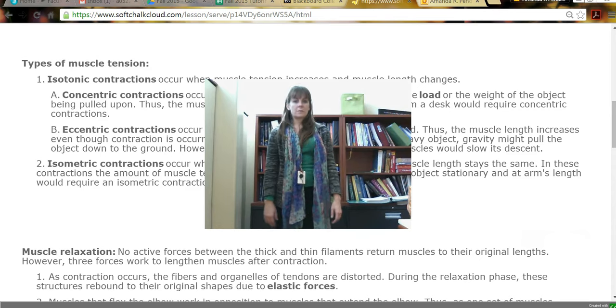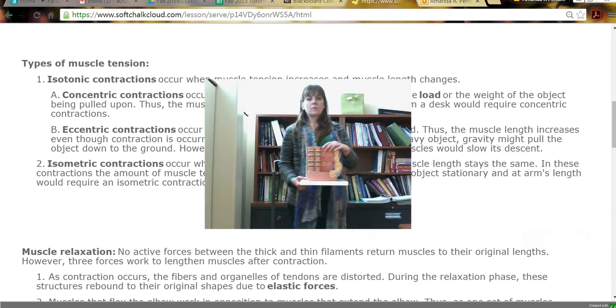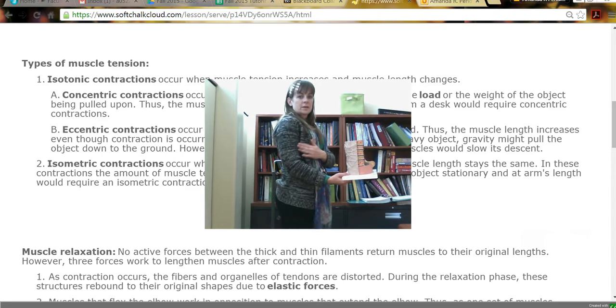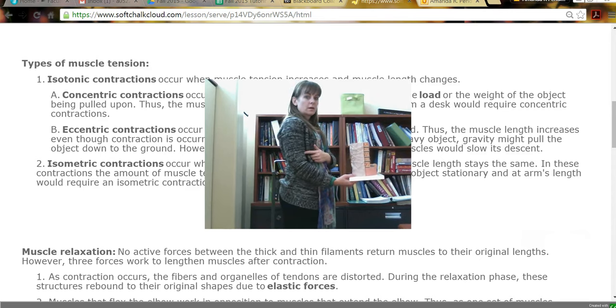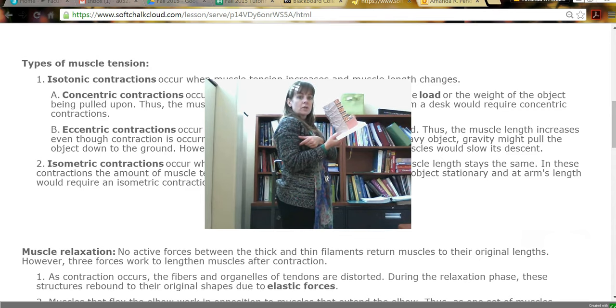So let me give you a couple of demonstrations of when this might happen. Okay, so here's the weight that I'm going to be lifting. Now, in this example, let's be talking about this muscle that would be right here. If the tension that I produce here, the force of my contraction, is greater than how much this weighs, then the muscle length decreases, and I can bring this weight up. That is a concentric contraction.